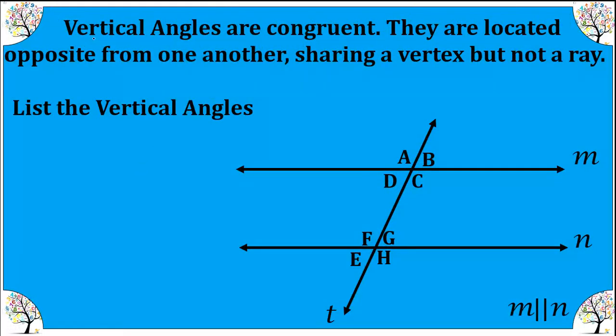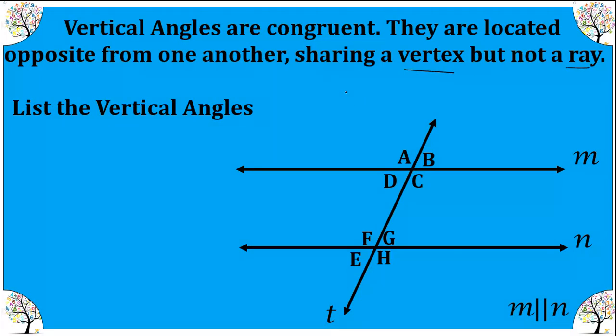So like we just said, vertical angles are congruent. If you know that a pair of angles are vertical according to their location, then you can say they're congruent. Vertical angles are opposite from one another. They share a vertex, but not a ray.